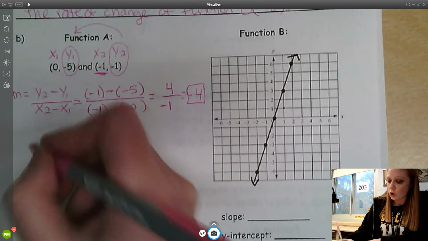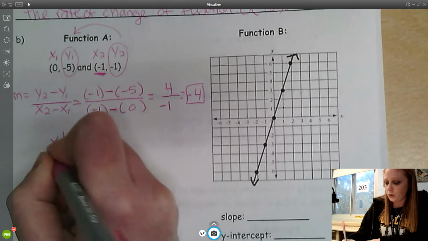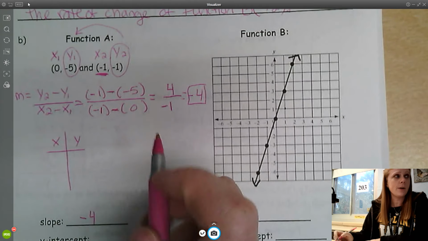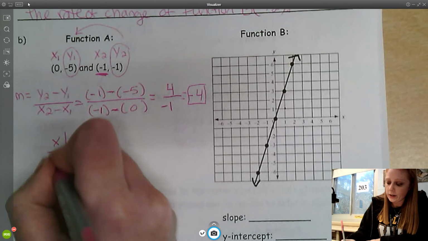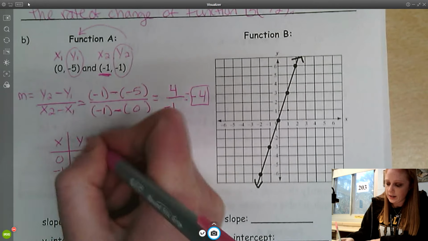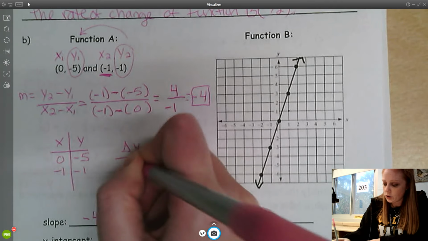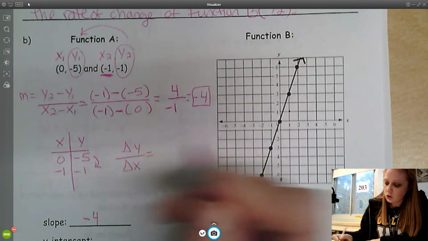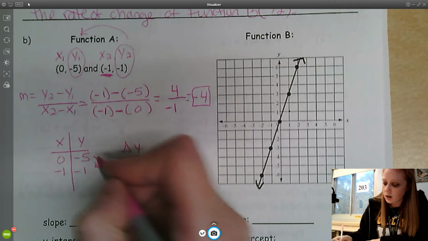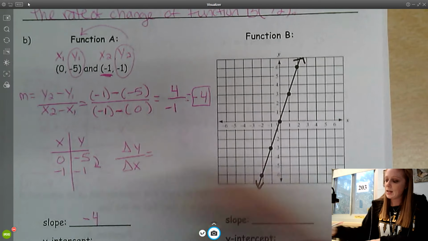Okay, now I'm just going to show you if you wanted to do it by looking at a table. Sometimes that's easier for you guys to avoid messing up the negatives there. So just list the points. The first point is 0, -5, x, y. x, y for the next point is -1, comma, -1. Change in y over change in x. The change in y. To get from here to here, oh man, I don't know, because negatives are really hard. So maybe I'll go backwards and subtract.